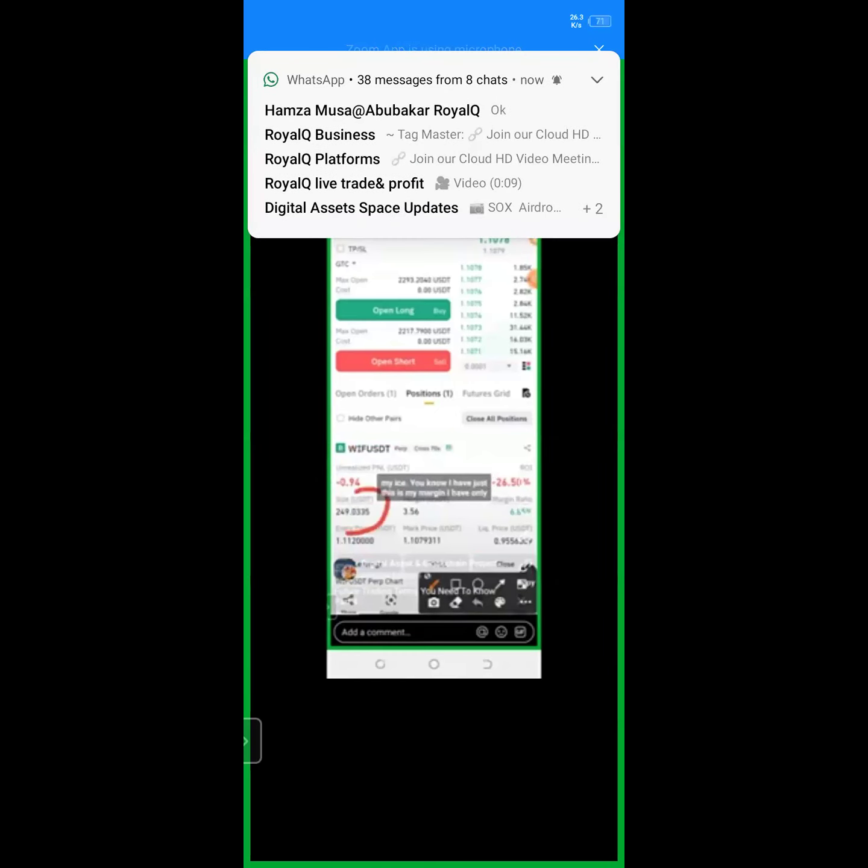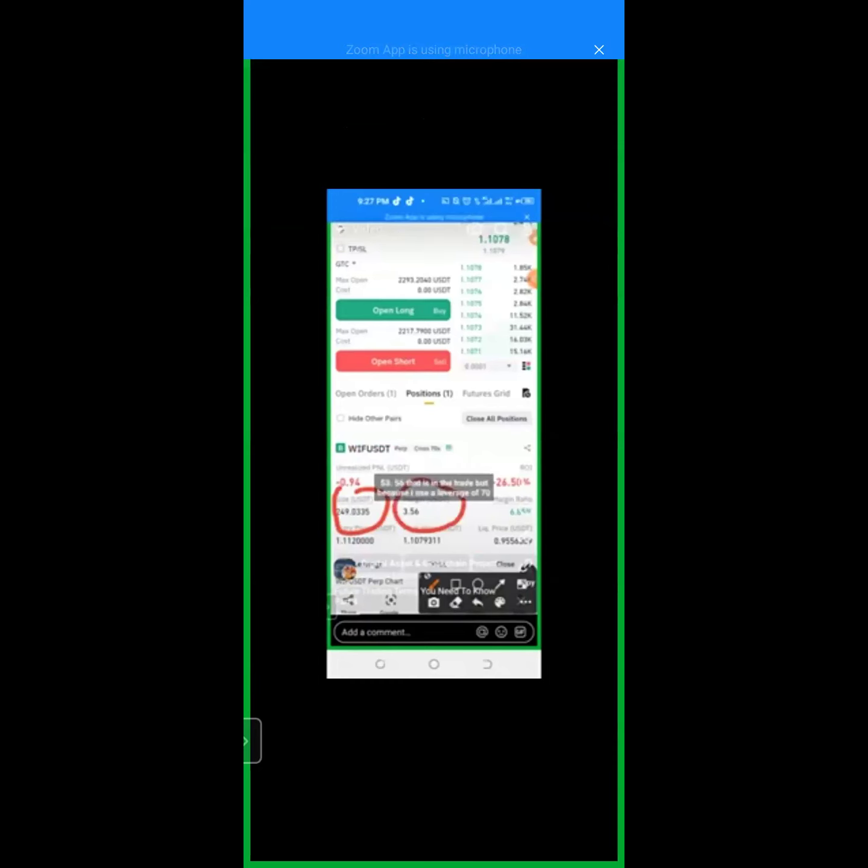This is my margin. I have only $3.56 in the trade, but because I use a leverage of 70, you multiply 70 times 3.8. I'm not going there, I will explain this one later. What I'm talking about is unrealized P and L. It is unrealized, it is there. I'm still down 0.94, but it does not mean I have incurred the loss. It's until they close. If I close by myself here, I will realize this loss.